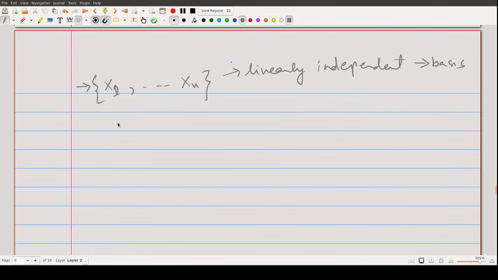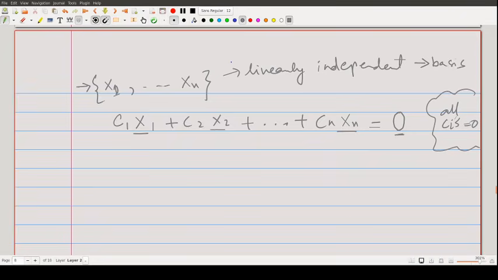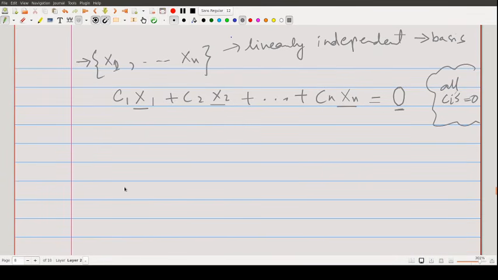And the way to show that they're linearly independent is to show that if I take a linear combination c1 x1 plus c2 x2 plus dot dot dot cn xn, and this equals 0, then this summation is only going to be 0 if all ci's are equal to 0. That's something that we have to show. And of course we can show that. The way we show that is as follows.